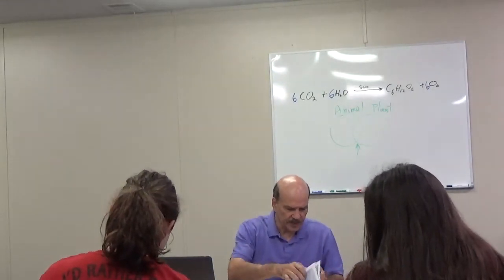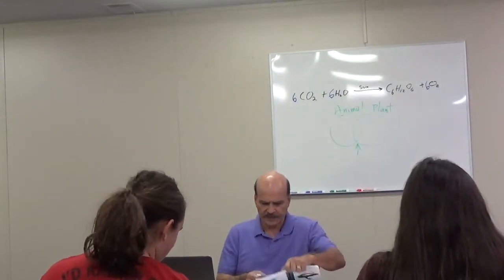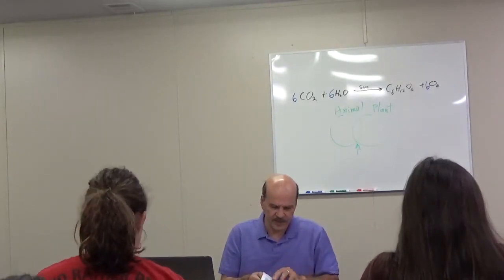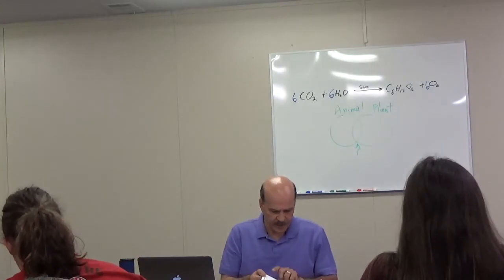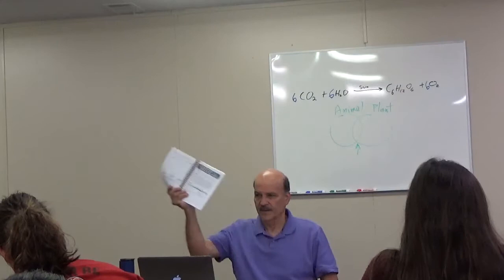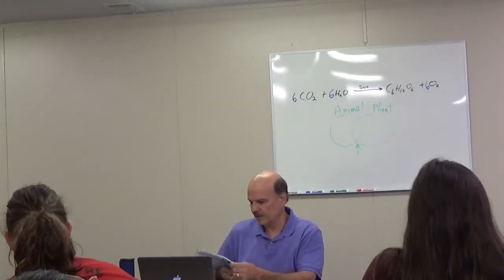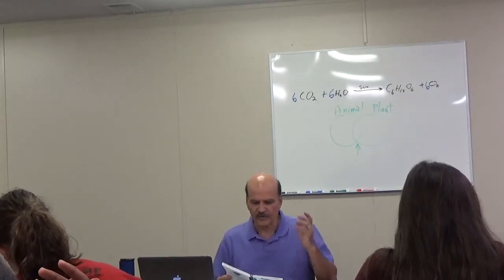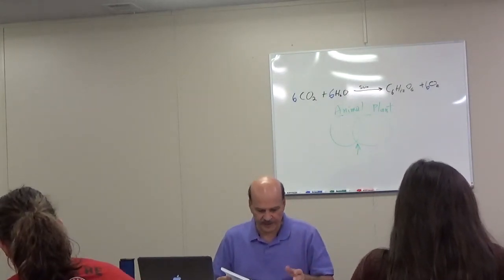Guys, turn in your books to Lab 7, which starts on page 30. You're going to turn to page 34. You see the Venn diagram we were just talking about? Similar to both, plant is different. So what's only found in animal cells, and only found in plant cells.